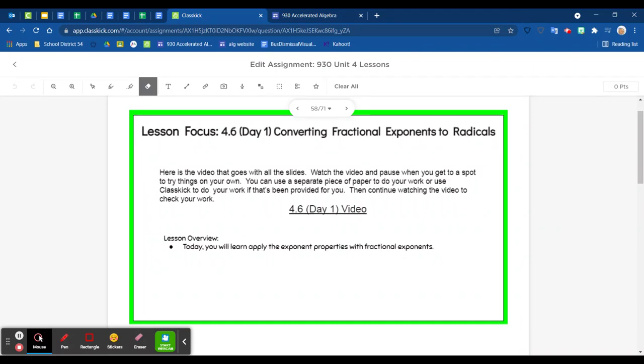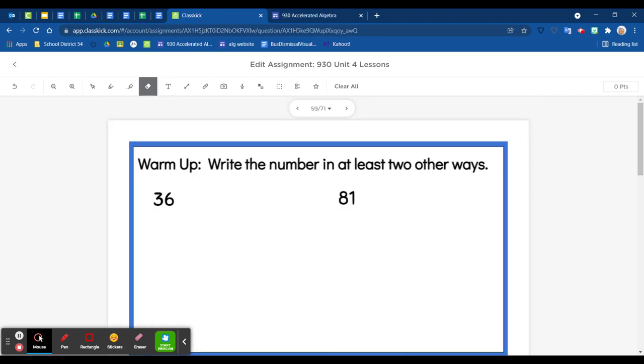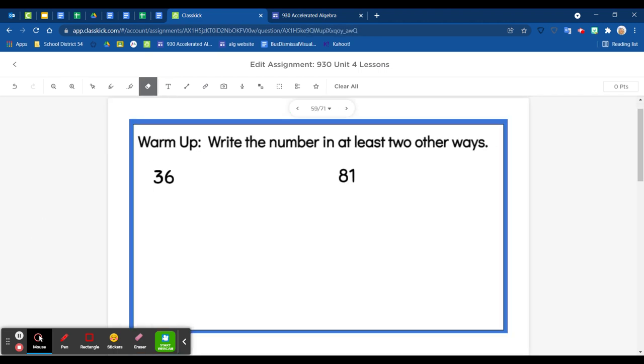All right, everybody, we are moving on to 4.6 day 1. Today, we're working more with fractional exponents to radicals. You can go ahead and try this warm-up on your own. There are a ton of different ways that you could write these answers. They could all look different.